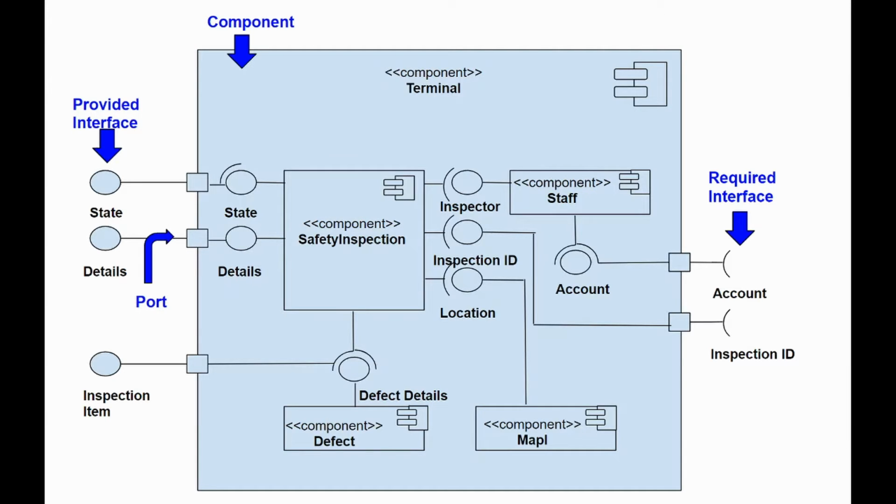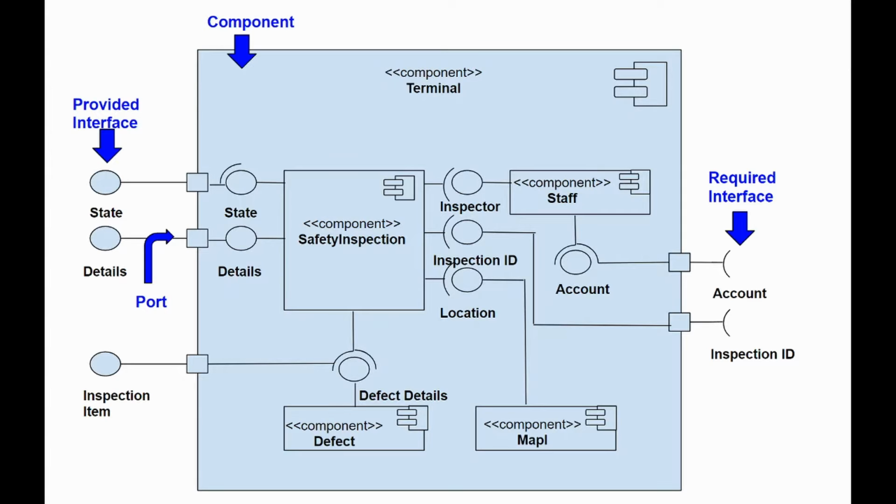Data, for example, account and inspection ID, flows into the component through the port on the right and gets converted to a format that internal components can utilize. Interfaces on the right are known as required interfaces. They represent the services the component needs to fulfill its responsibilities.